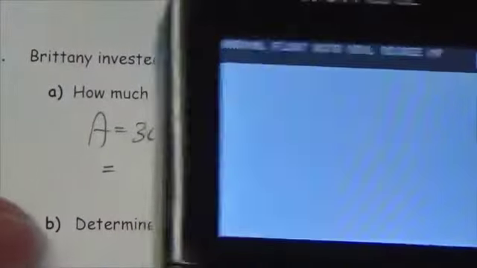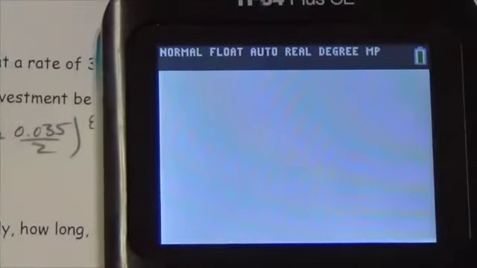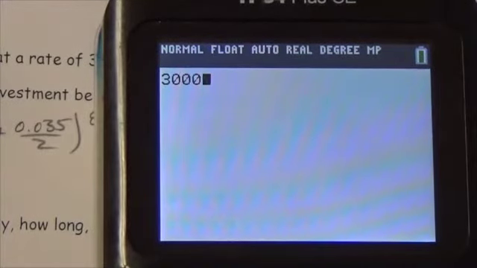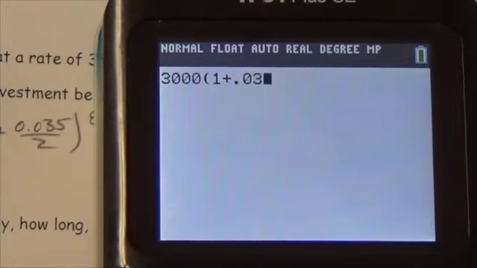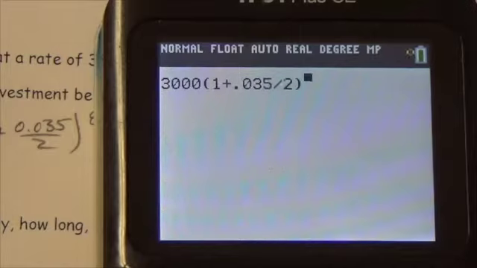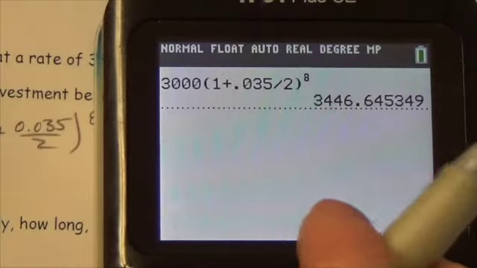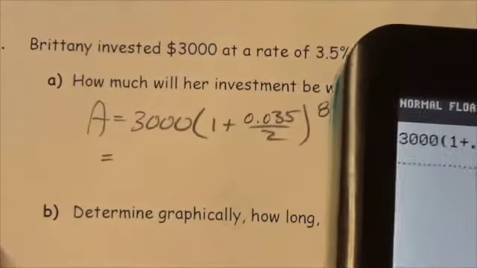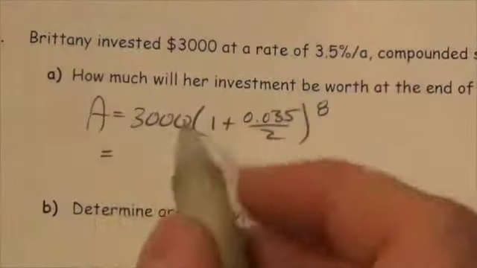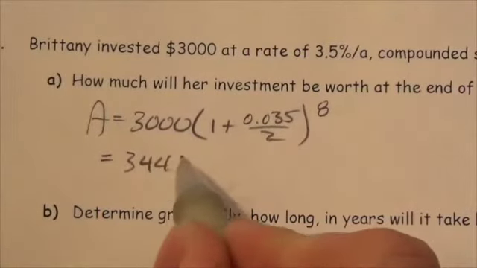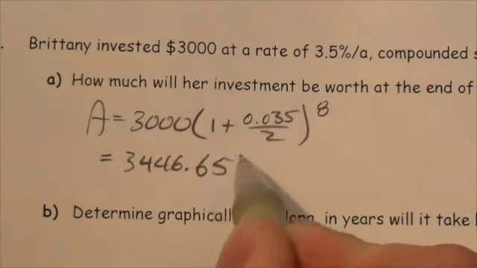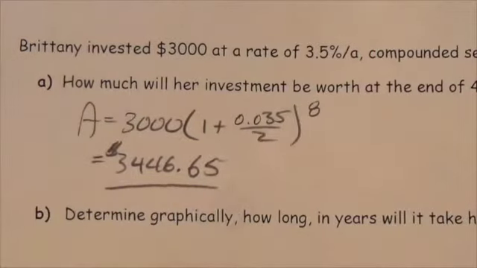So now let's go to the calculator. Okay, and we get 3,000, this is just entering it in, times 1 plus 0.035 divided by 2, and then we're going to raise this to the power of 8. Okay, 2 compounding periods per year for 4 years. So this will be worth, according to the calculator here, $3,446.65. That's how much it's going to be worth.